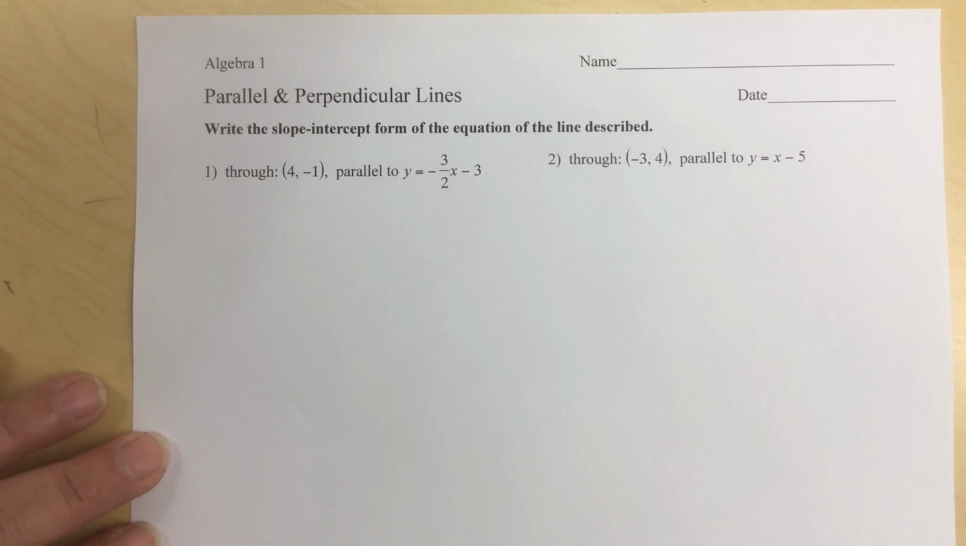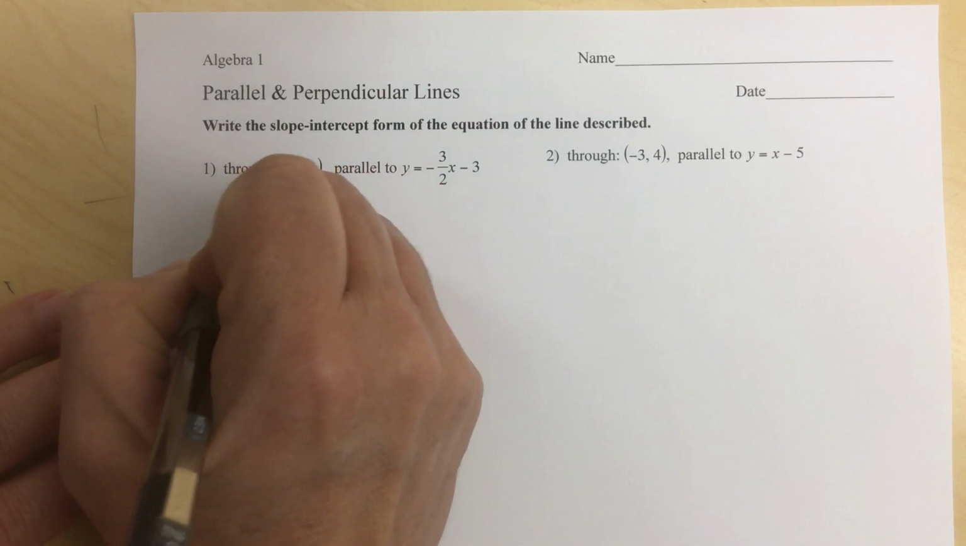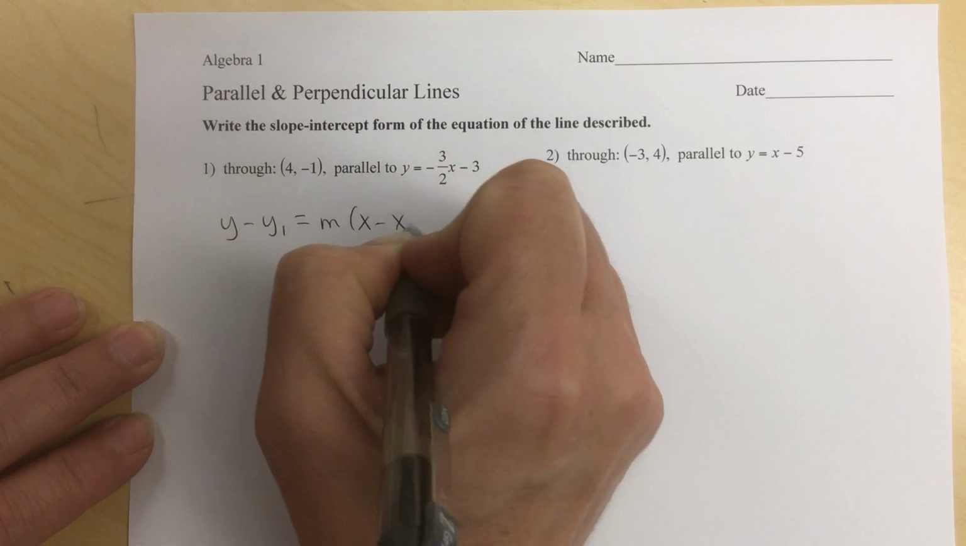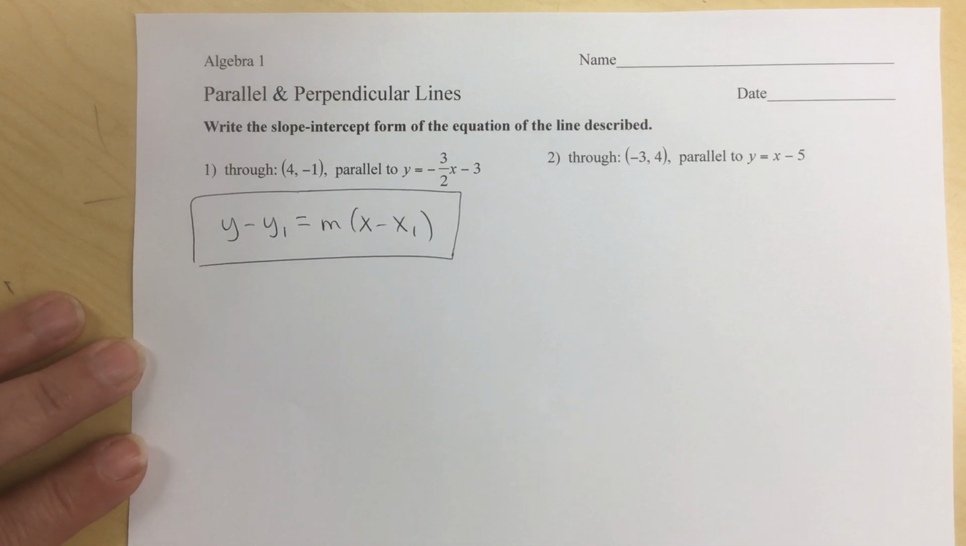Okay, so on this video we're going to review how to write equations of parallel and perpendicular lines. So we're going to start out by using the formula y minus y1 equals m times x minus x1. You should have that in your notes on your blue sheet. You should probably have that memorized by now.